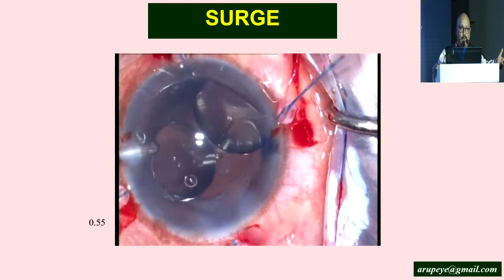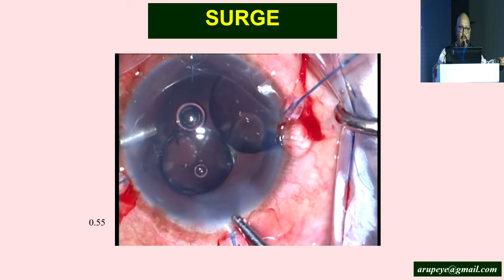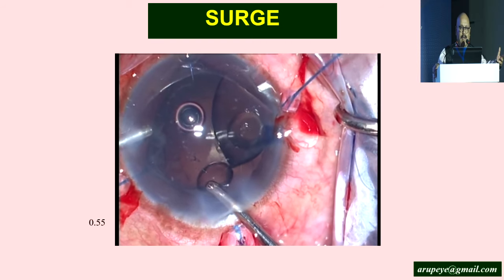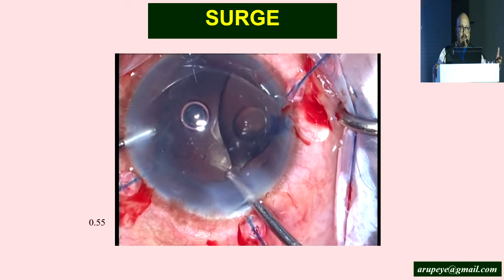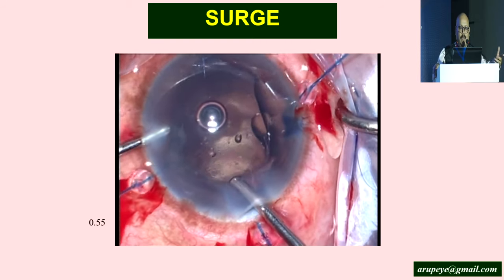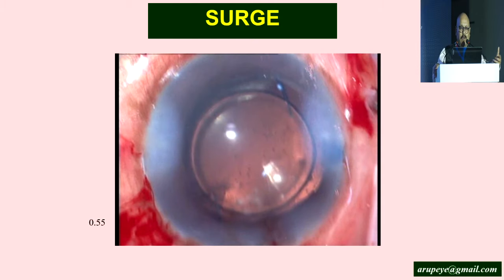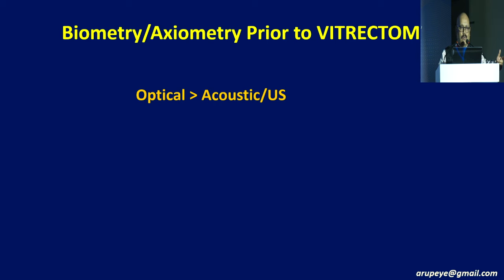But I hadn't noticed the punched out defect. When I reviewed the video, I realized that the defect happened when I consumed the last bit of nucleus. So it's just a question of pressurizing the globe at the right time. Do not allow the silicone oil to come to the anterior segment through the hole that you have created. When you build up adequate pressure, the silicone oil goes behind, keeps the lens in the capsular bag, and surgery gets over smoothly.